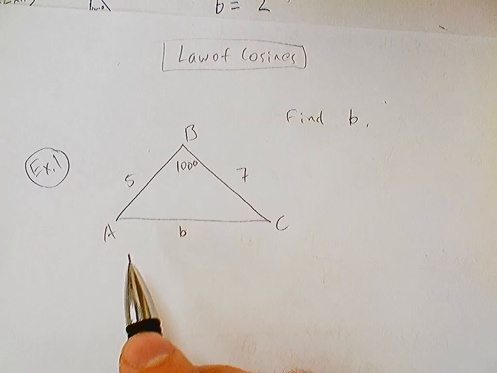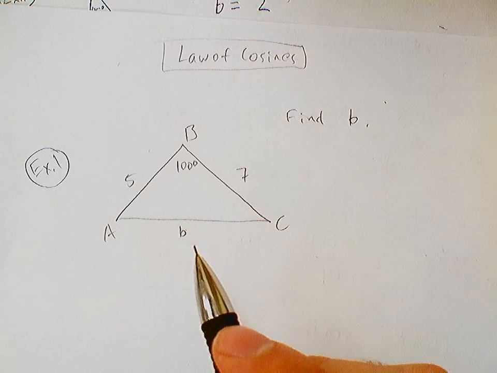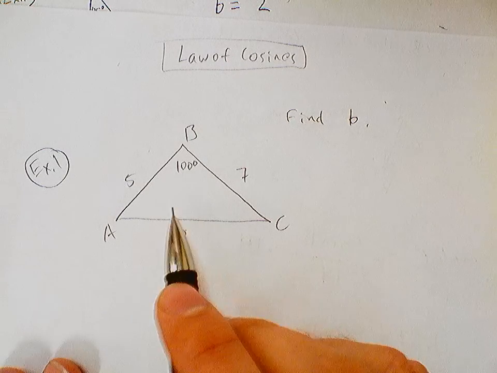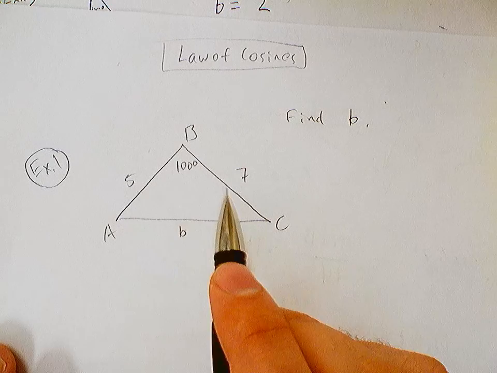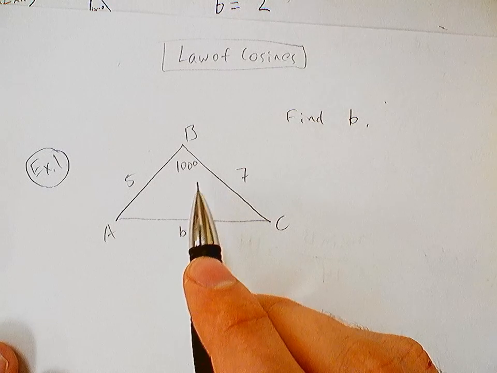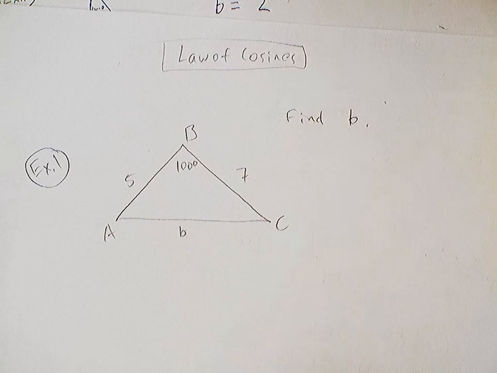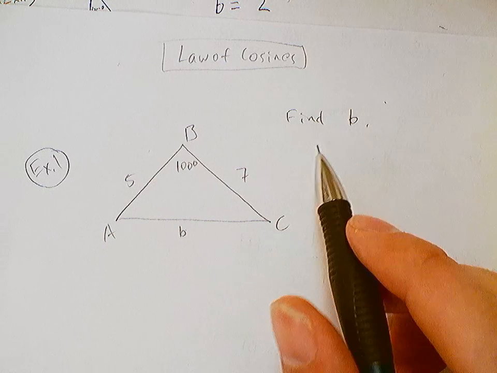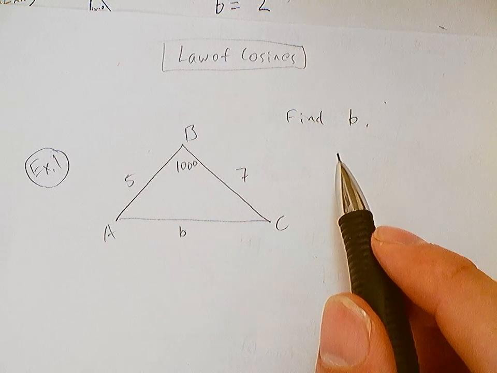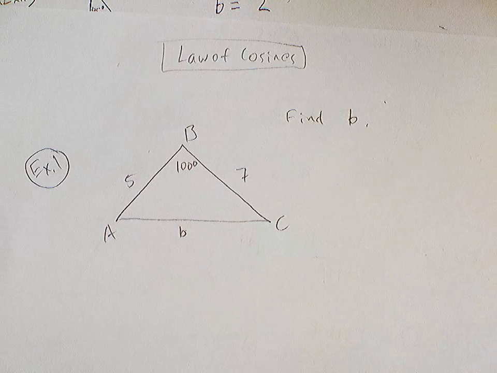So here in this first example, we've got a triangle, and we don't know a whole lot of information about this triangle. We basically just have these two sides given to us, and angle B is given to us as 100 degrees. And what we were asked to do is find side B. And so we're going to use the law of cosines to help us figure that out.